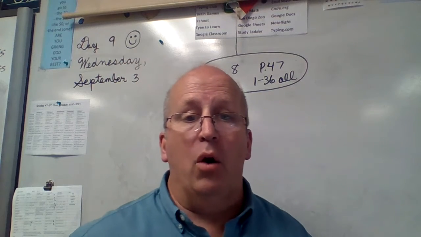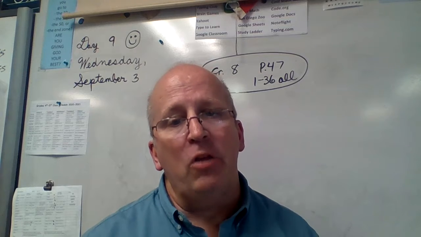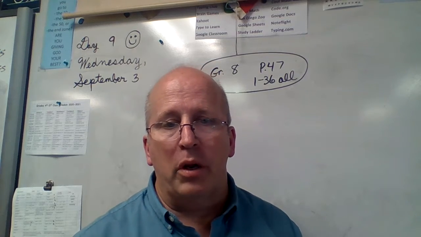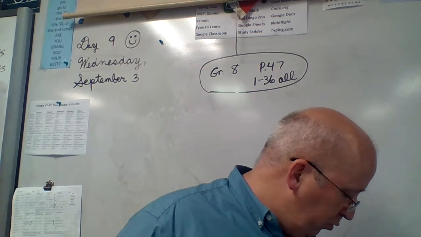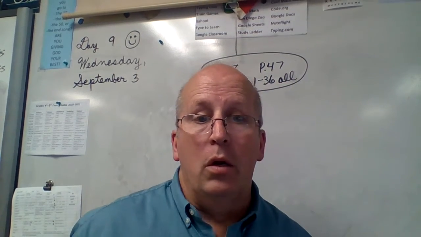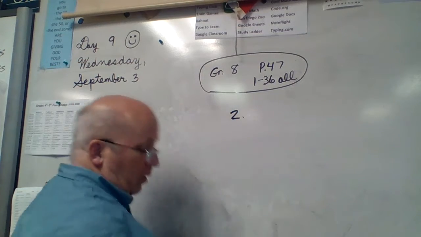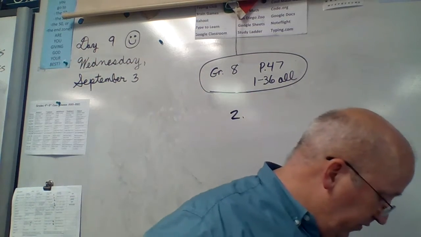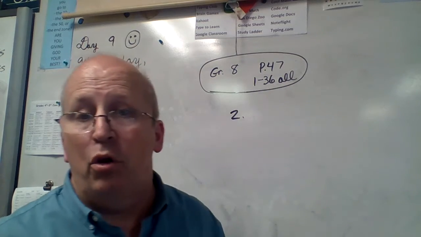What I'm going to do now is work out at least one problem in each section. So we're going to start in the first section on page 47, numbers 1 through 5, and I'm going to do number 2. Number 2 says, to find the value of a numerical expression.